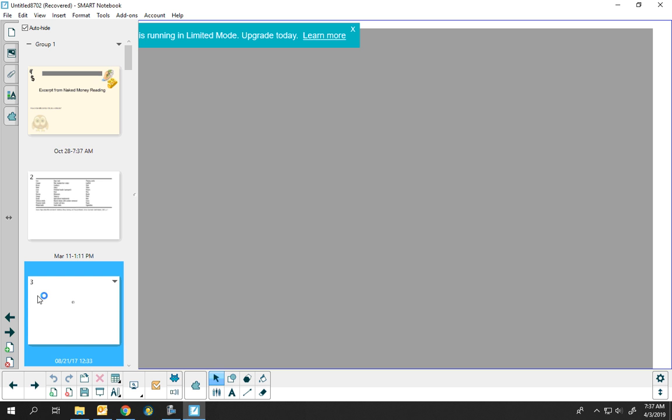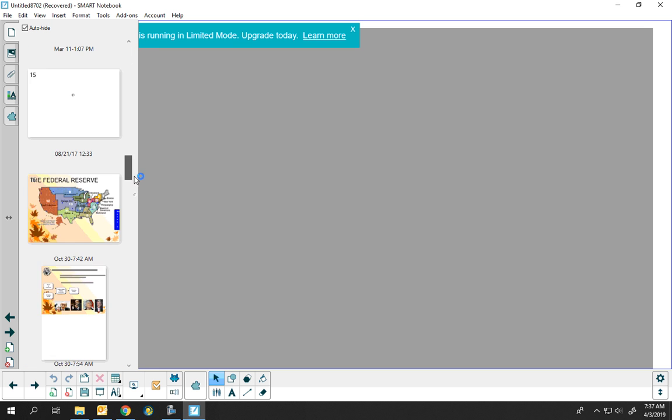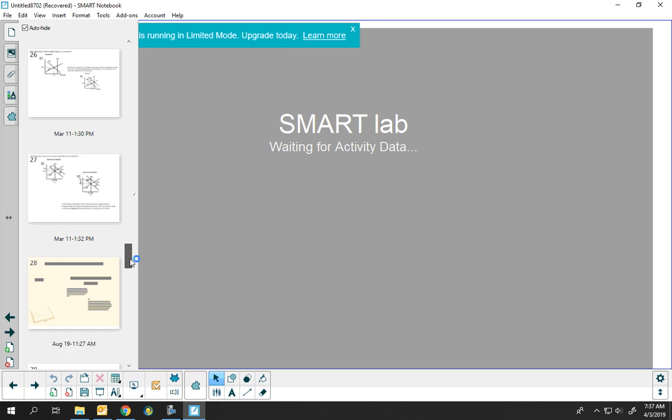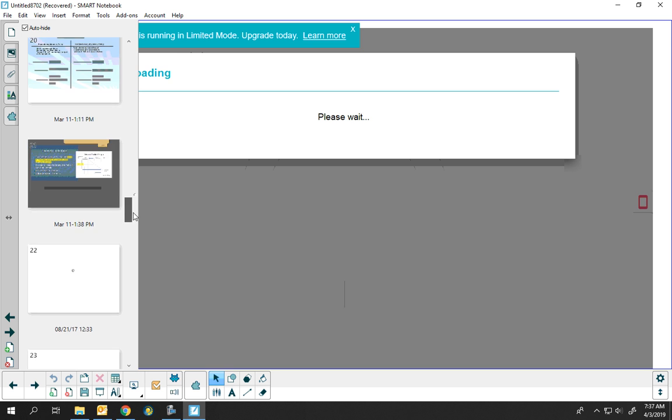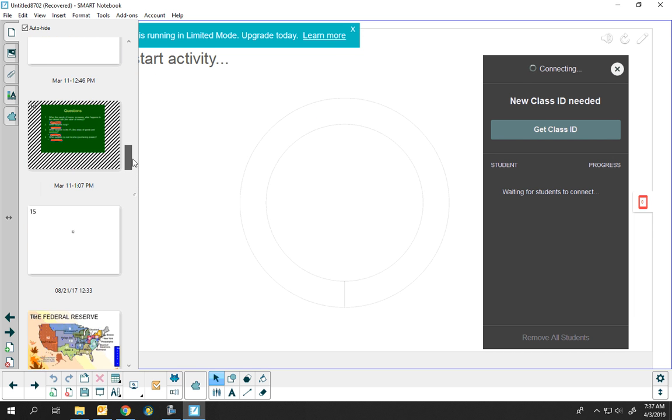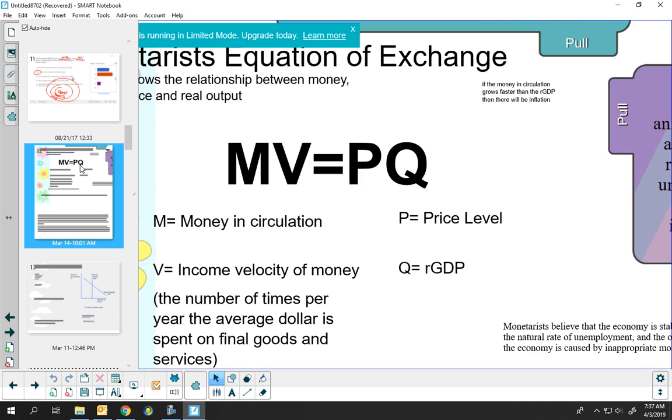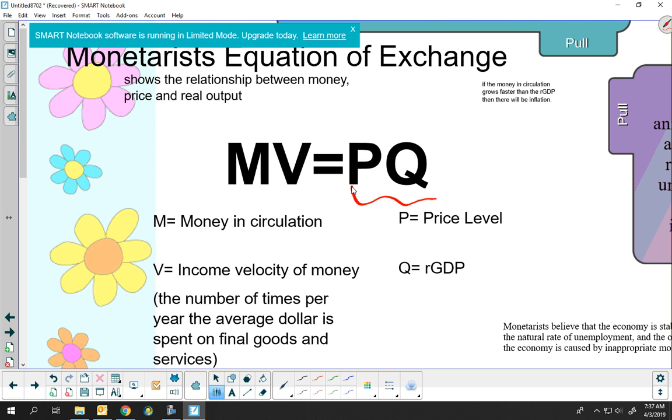Okay, so let's go back to our report. Okay, so this side of the equation technically is nominal GDP. Like they separated the price level of GDP, real GDP, but if you put them together, PQ would be nominal.